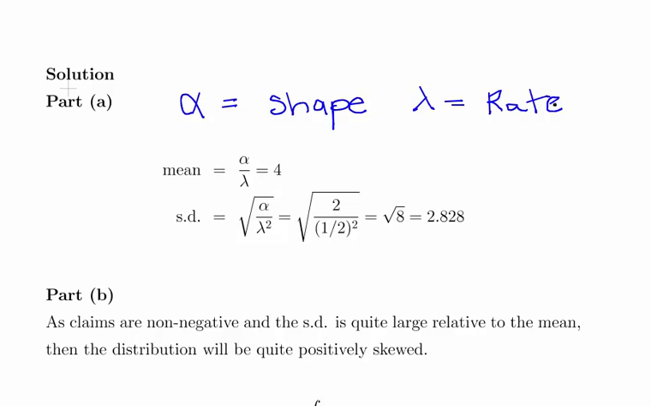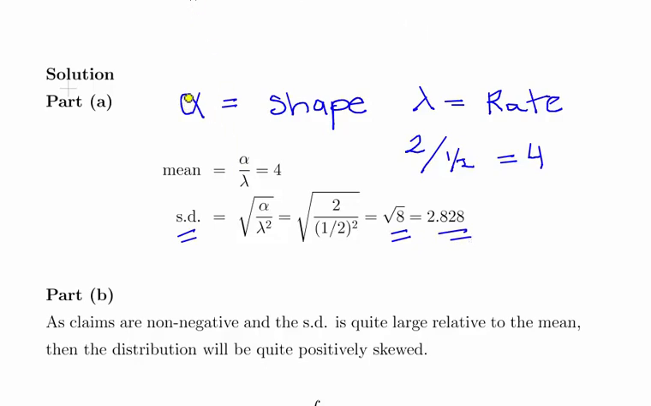Now, just to cut a long story short, because this question is quite long, I've just expressed the mean and the standard deviation in terms of alpha and lambda. So the mean, the expected value of x, is simply alpha over lambda, which is 2 over 1 half, which is 4. Okay, 2 divided by 1 half gives us 4. The variance would be alpha over lambda squared, which is 2 over 1 half squared, which is 2 over a quarter, which is 8. The standard deviation is the square root of that, so the square root of 8, which is 2.828.